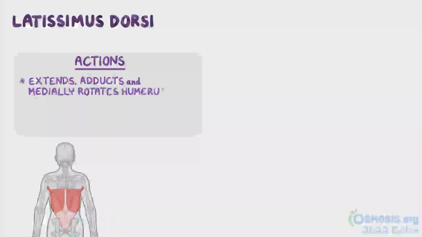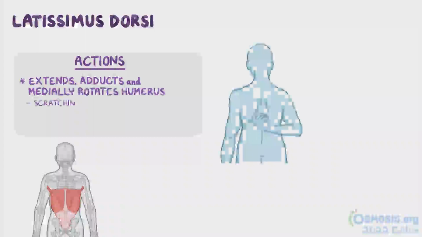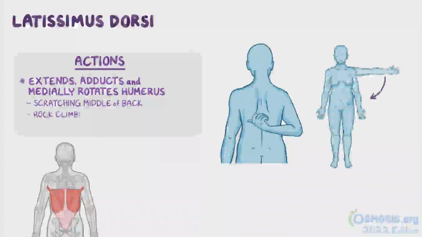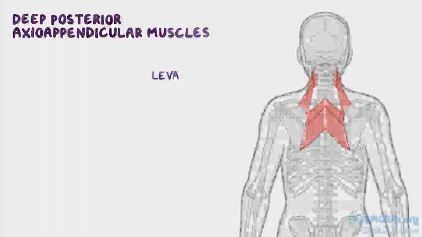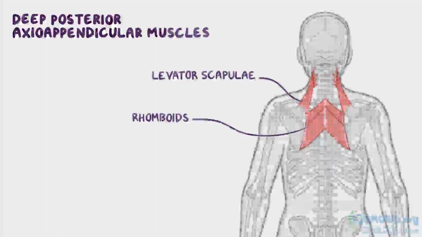The contraction of latissimus dorsi extends, adducts, and medially rotates the humerus, like when trying to scratch that annoying itch in the middle of your back. In fact, because it's such a powerful extensor and adductor, this muscle is used when pulling yourself up during rock climbing, chin-ups, or movements such as swimming or chopping wood. Okay, next up, we have the deep subgroup of the posterior axio-appendicular muscles, consisting of the levator scapulae and the two rhomboids.